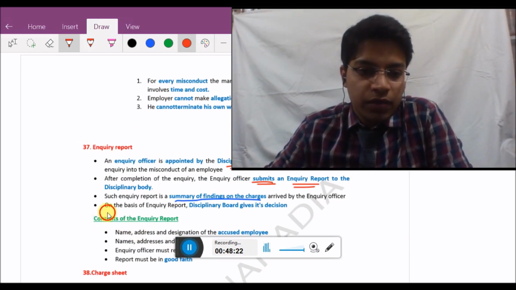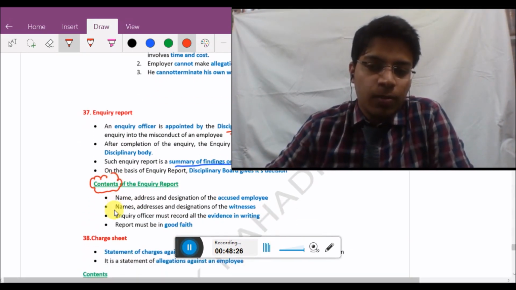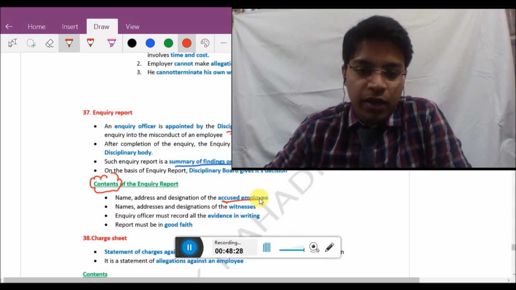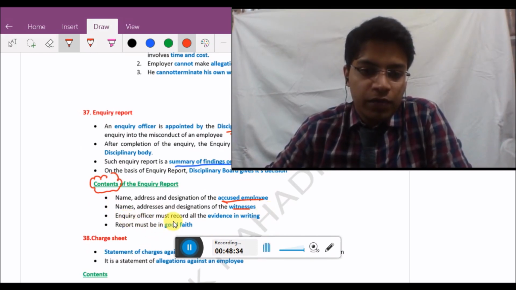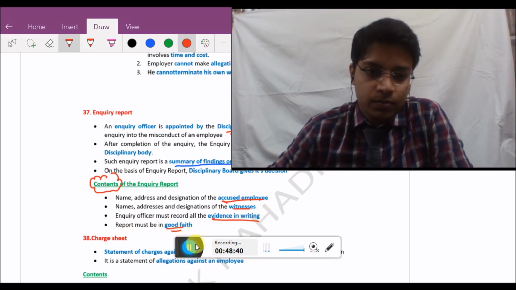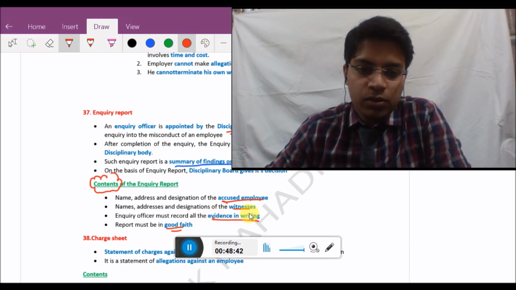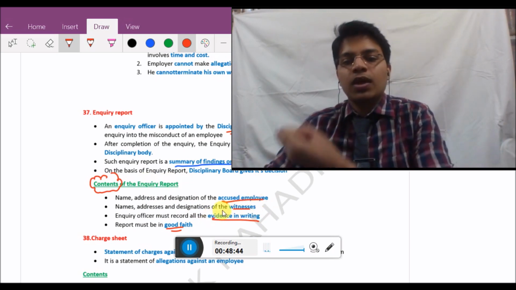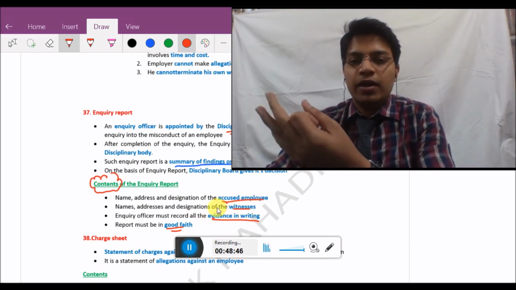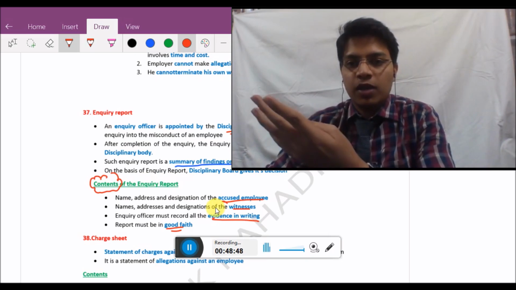What are the contents of the inquiry report? Name, address and designation of the accused employee, that is details of the accused employee. Name, address and designations of the witnesses, details of the witnesses. Inquiry officer must record all the evidence in writing. Report must be in good faith. Contents of the inquiry report: accused employee details, details of the witnesses, the evidence must be in writing and it must be given in good faith.